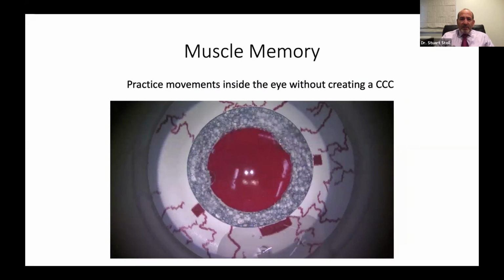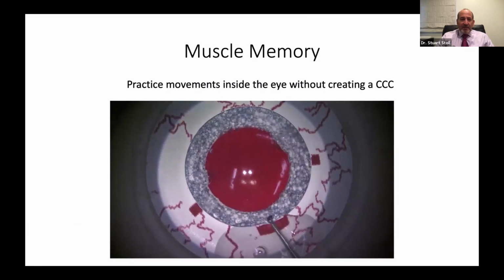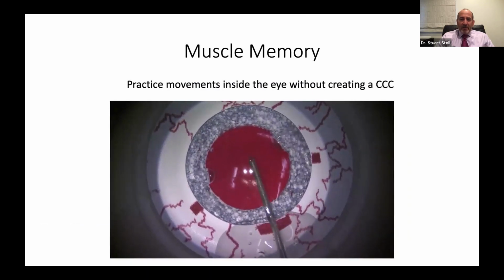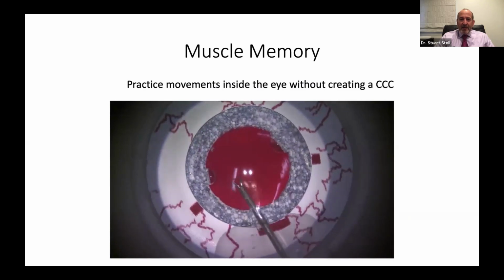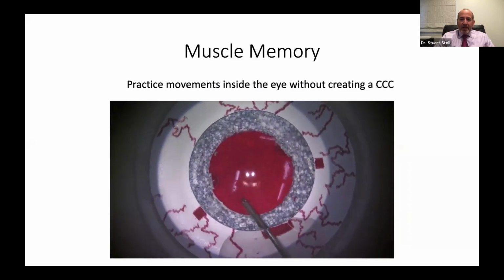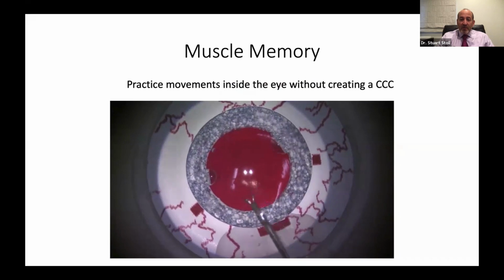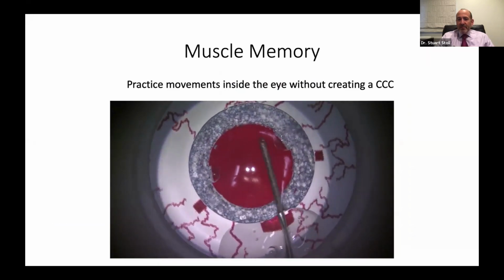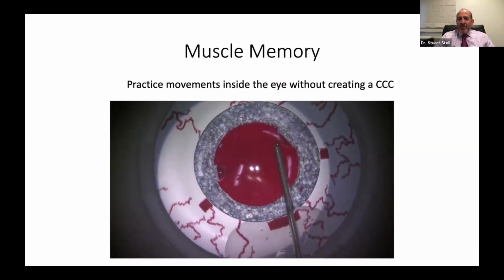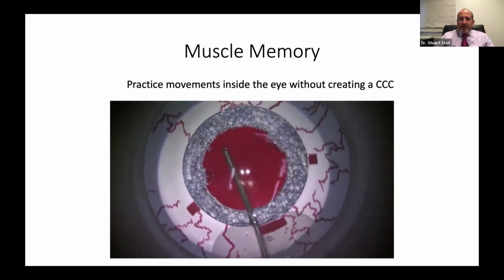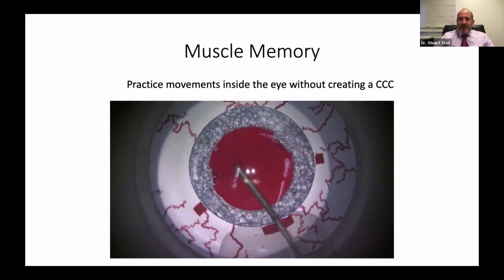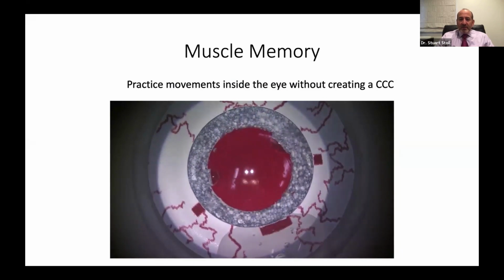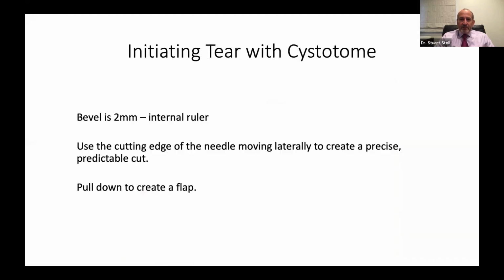And we can practice movements inside the eye without even creating a CCC. So here we are, we haven't pierced the capsule, we're just pretending. We're grabbing at the clock hours. This is after we've done some, we know where our attack is. Go back and just practice. Tips to the right, back to the left, grab where you think, 2 o'clock maybe. Come around and just keep practicing those muscle memory maneuvers until you get it down.